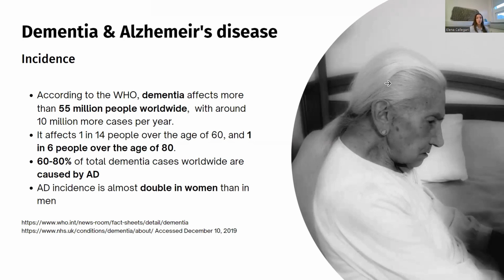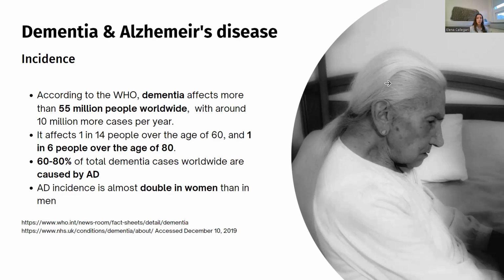So dementia in general, as a condition, is an umbrella term that can be associated with around 55 million people worldwide, which is an incredibly high number. And it's estimated that there are around 10 million more cases per year. So it's really a condition that affects a huge number of individuals.